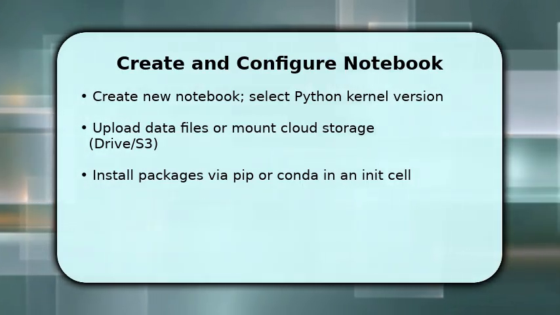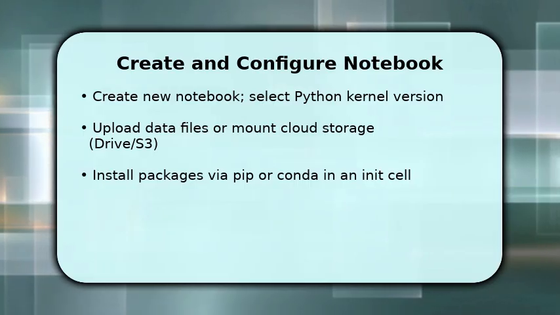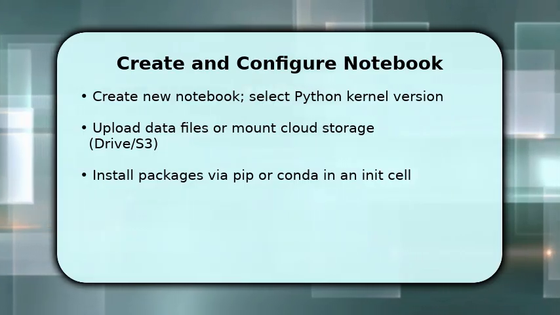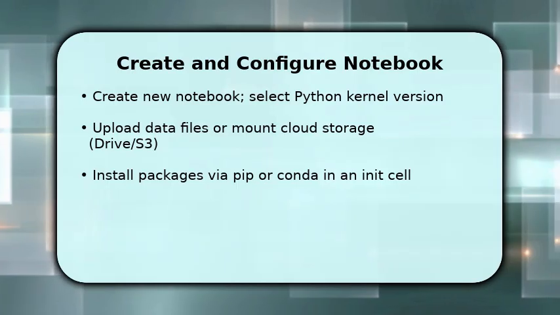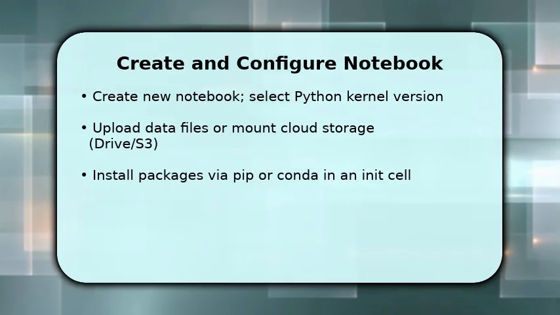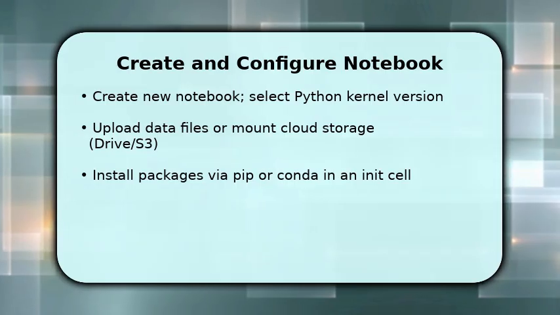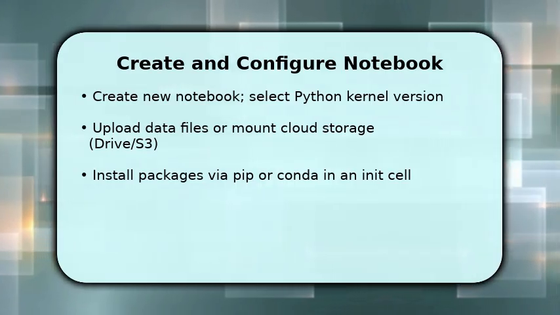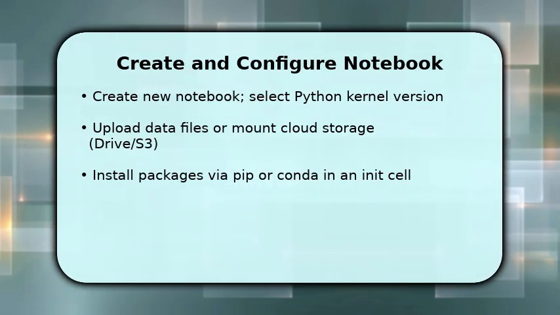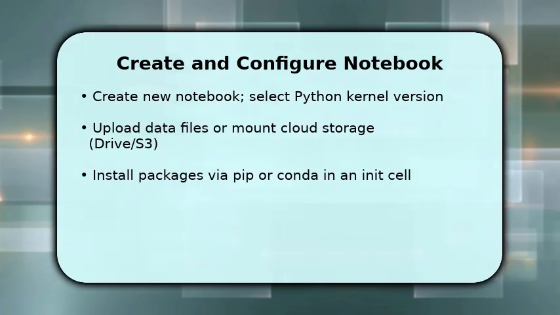Next, set up an initialization cell to install any missing packages with pip or conda and run it first. This primes the kernel. Also configure autosave and resource limits if available. Doing so avoids losing work and prevents unexpected kernel restarts during heavy computations.